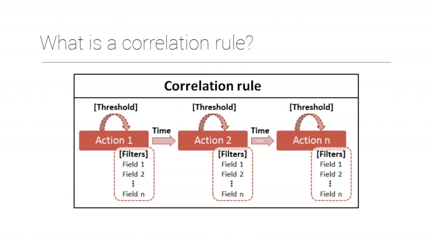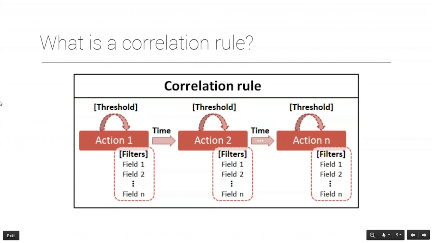Again, let's come back to the very simple brute force example. You may say that at least three failed logons followed by a successful logon signifies a brute force attack. This means that a minimum of three failed logons have to happen for the brute force pattern to be satisfied. Okay, so that's where this threshold value comes in.